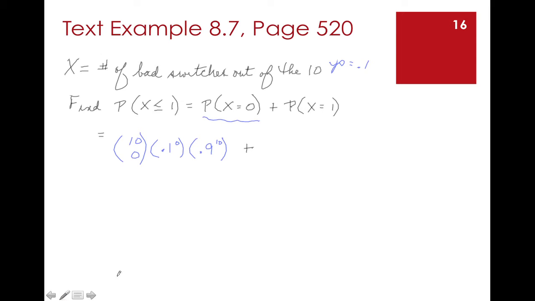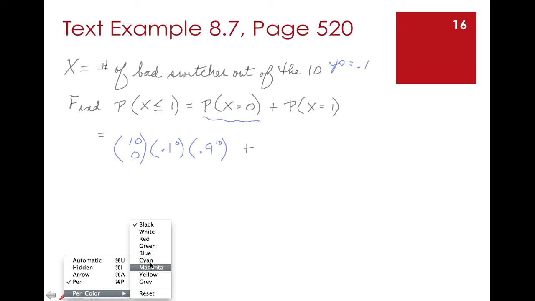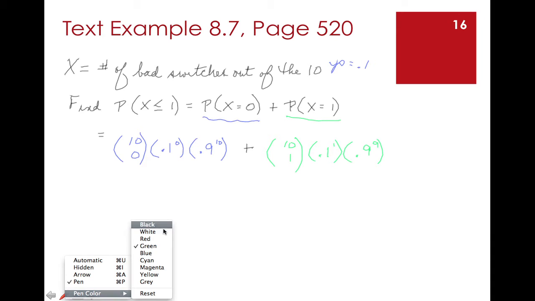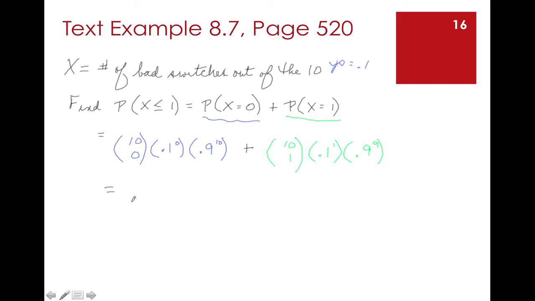Now we have to do the probability that x equals 1. Let's do that in green. Ooh, lime green. Out of the 10 now, we want 1 switch to be bad times the probability of success. That would be 0.1 raised to the first, because we only have 1 success in this case, times 0.9 raised to the 9th. Again, that's something you can just do in your calculator, just as we had done in the last example. When you do all that out, it should come out as approximately 0.736.